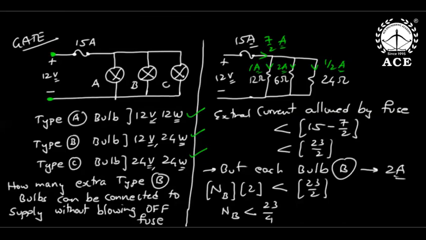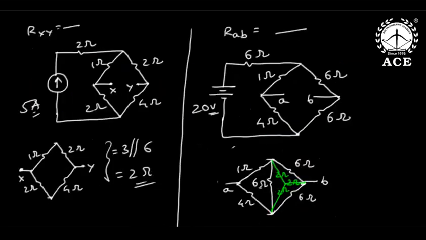Hello, sir. Yeah, tell me. Sir, I have a doubt regarding the second set of questions we did in resistance reduction technique. The one with the current source. In this, sir, this R_XY, when we consider here, this bridge is also balanced, right? Should we consider that effect when we take R_XY?